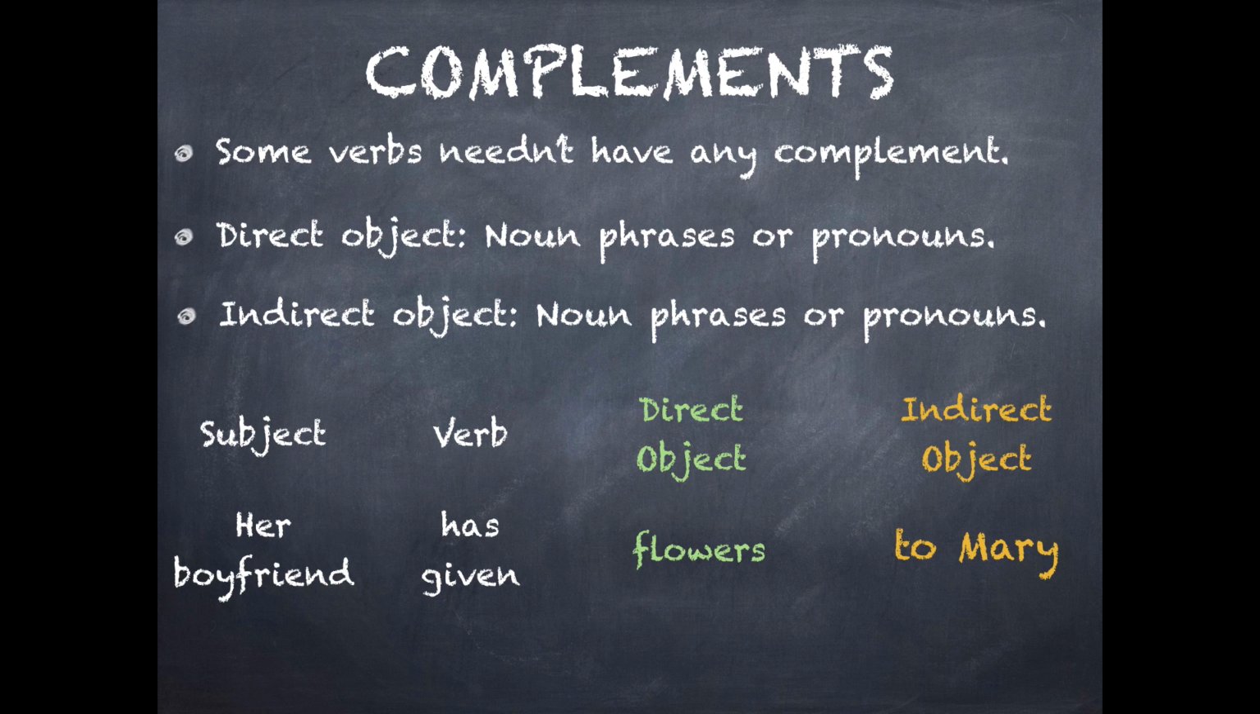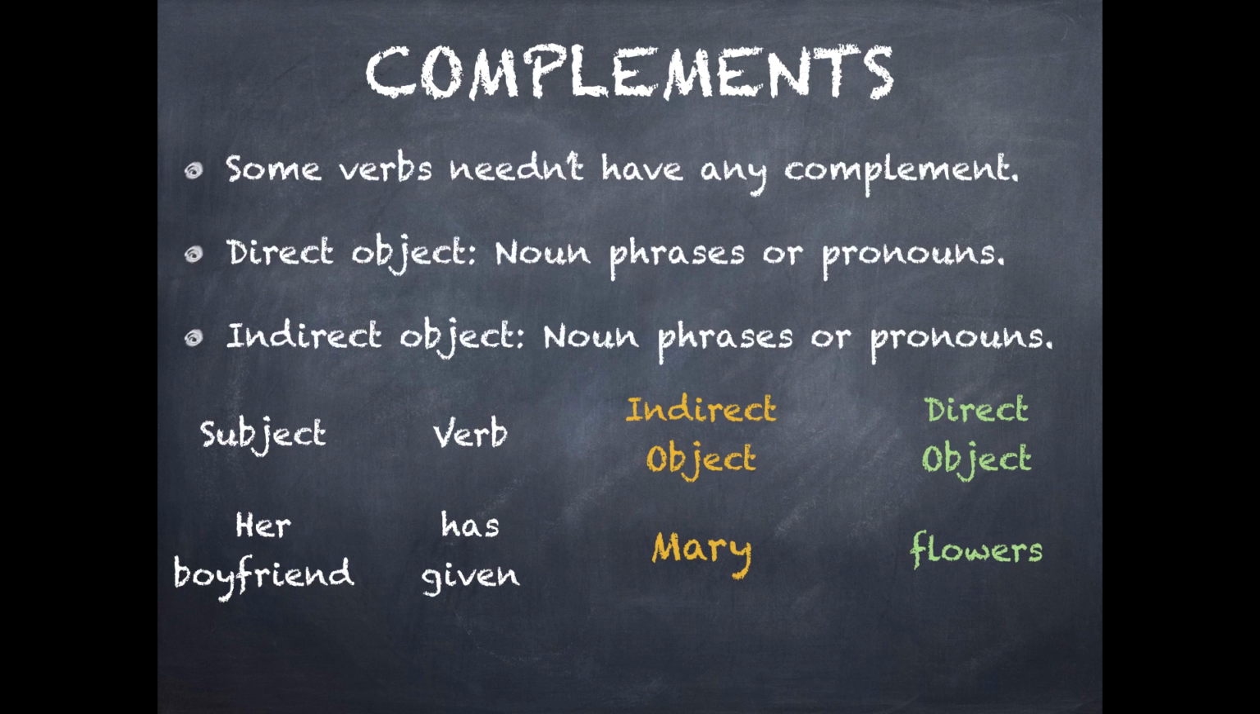But wait, we must also remember that in English we can have this order, that is, subject, verb, direct object, indirect object. Her boyfriend has given flowers to Mary, or the opposite. That is, subject, verb, indirect object, direct object. Her boyfriend has given Mary flowers. However, as you can see, when we choose this last order, the indirect object loses the to particle on its way. In the previous one, her boyfriend has given flowers to Mary.